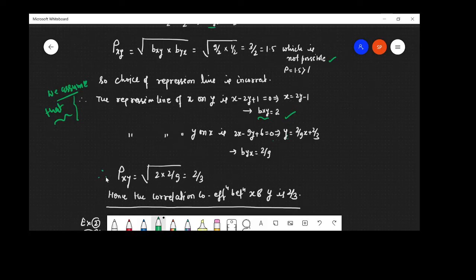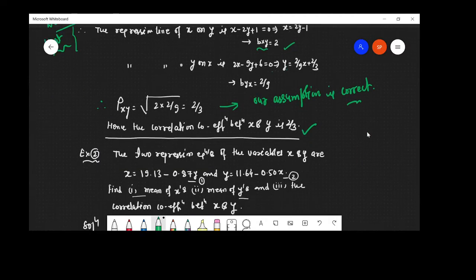After that we write rho xy is equal to the square root of bxy into byx, which comes to 2 by 3. Hence our assumption here is correct, because the correlation coefficient lies between minus 1 and 1. So the correlation coefficient between x and y is 2 by 3.